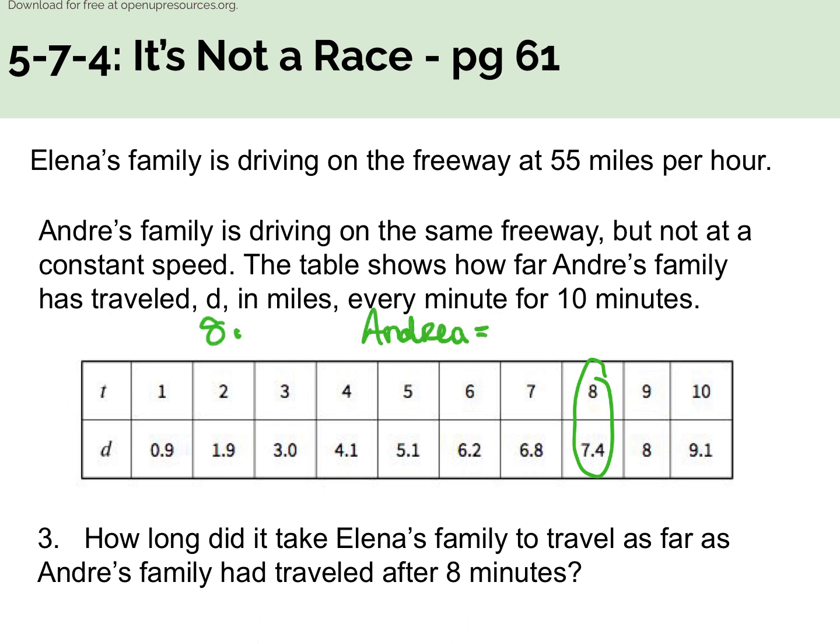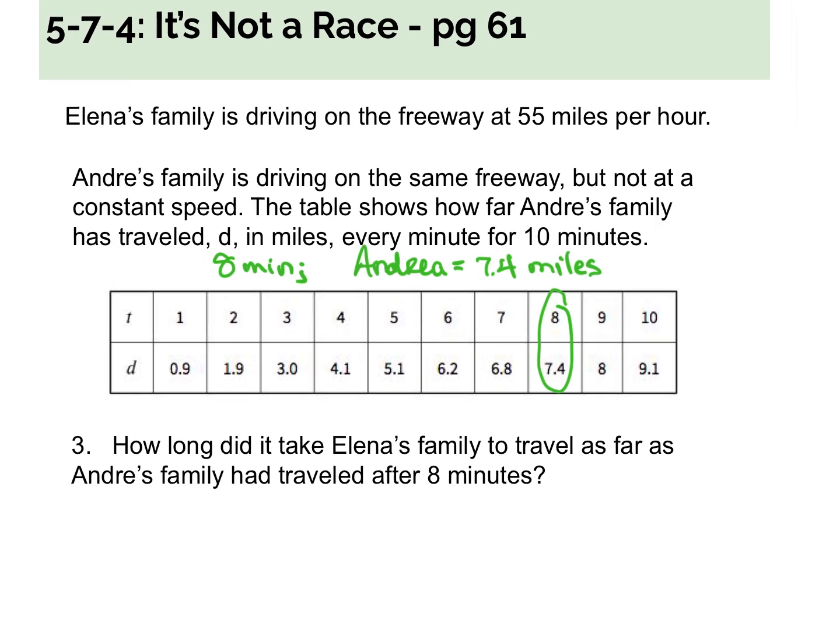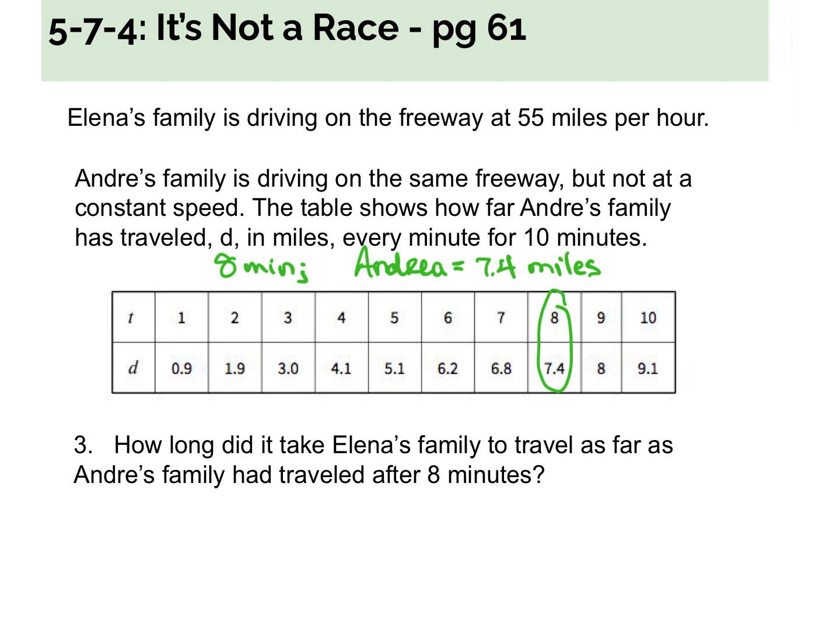So this is 8 minutes, and it's 7.4 miles. So now we've got to figure out, okay, we want to go 7.4 miles, and we have to figure out Elena's. So Elena's was, we were looking at that 0.92 miles per minute. Okay, so then we have it as 0.92.